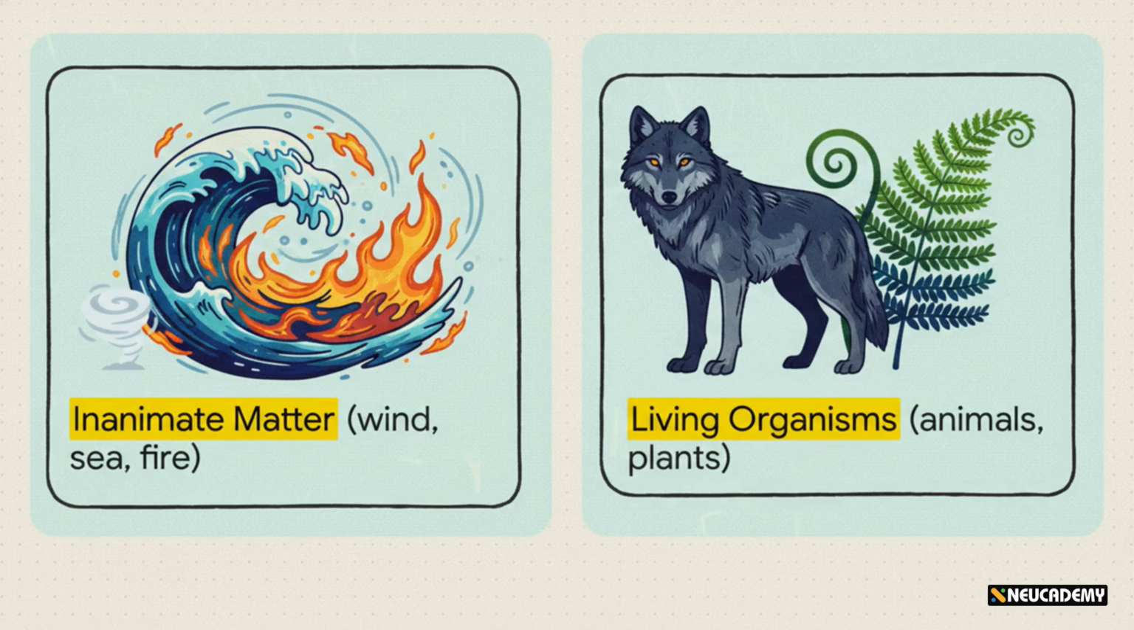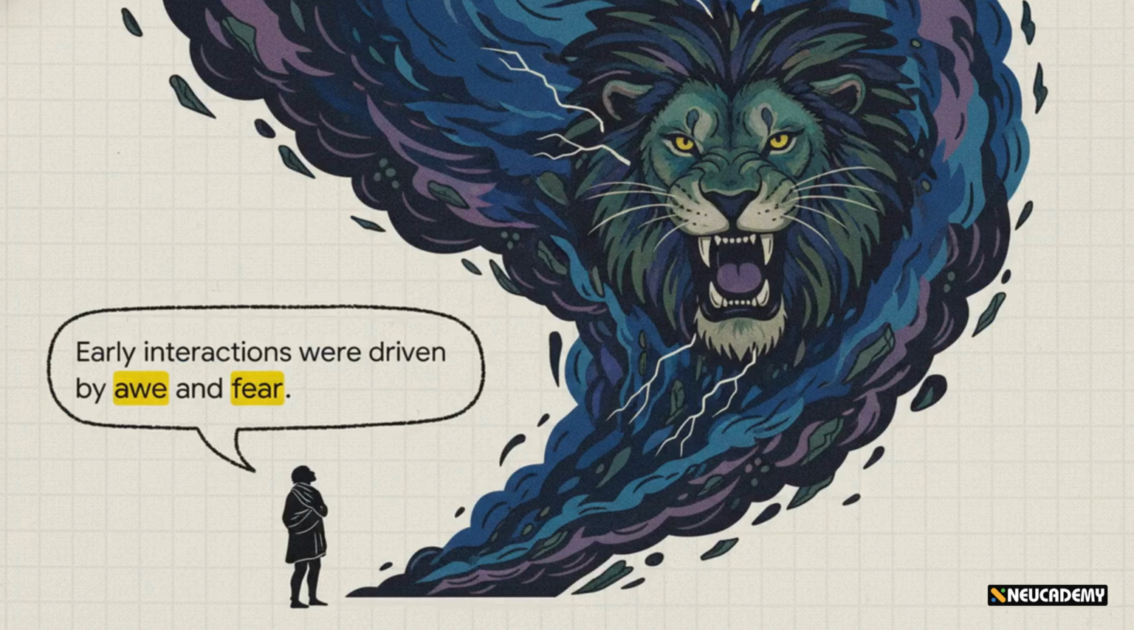But what did they actually do with that observation? Interestingly enough, they ended up treating them much the same in their minds. They deified some of the inanimate matter, and they deified some of the animals and plants. They literally made them into gods. So the crucial question is, why did they do this? Why did early humanity look at both a thunderstorm and a predator and elevate them both to supernatural status?